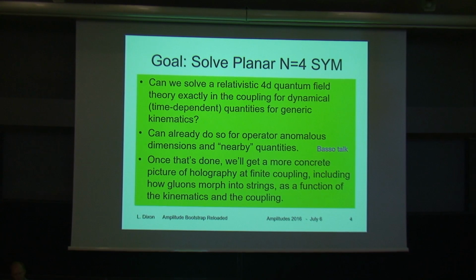Because as you probably all know, when you go out to strong coupling, the theory of planar N=4 is dual to strings propagating in AdS5 x S5. And we can then try to see exactly how gluons in one picture in perturbation theory morph into strings as a function of the kinematics and the coupling.